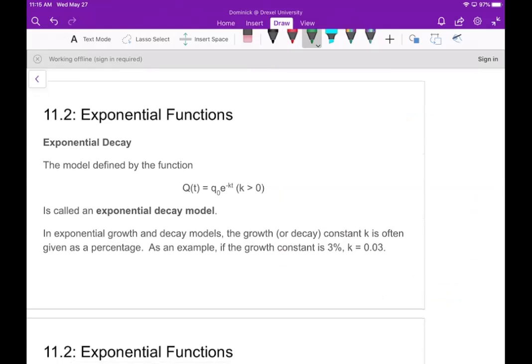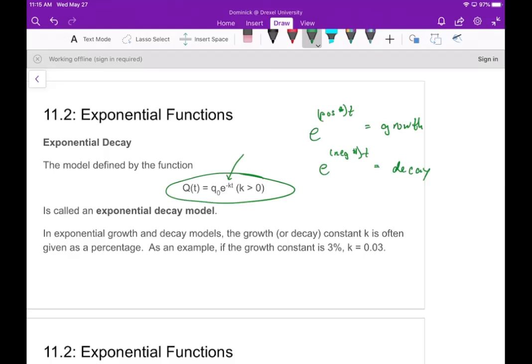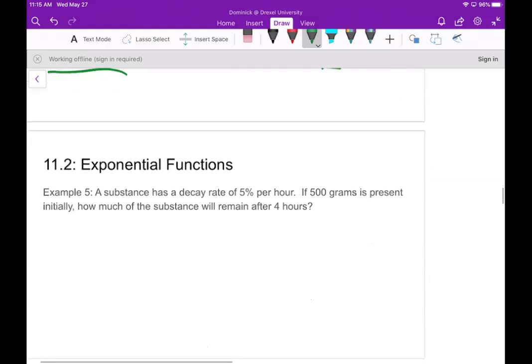Now, for exponential decay, we essentially have the same model, except now your exponent is negative, right? That's all. So the nice thing that you can easily tell is that if you have e to the positive number times t, that represents growth. And if you have e to the negative number times t, that's decay. Right, and of course, again, k is usually given as a percentage. So we'll have that, for example, if your growth rate is 3%, then your k is 0.03. All right, so that's what we sort of mean here.